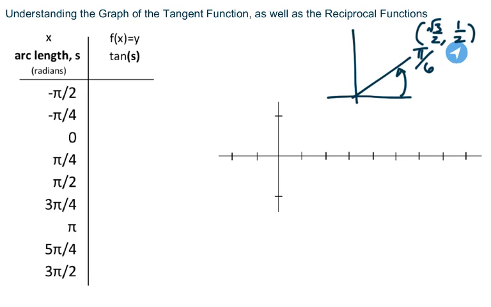So for example, at pi over 6, we should have √3 over 2 and 1/2. So sine of pi over 6 is 1/2. Cosine of pi over 6 is √3 over 2. And tangent is sine over cosine. So tangent of pi over 6 is going to be 1/2 over √3 over 2, which simplifies to 1 over √3, which then of course rationalizes to √3 over 3.